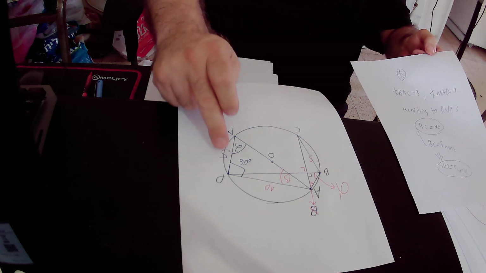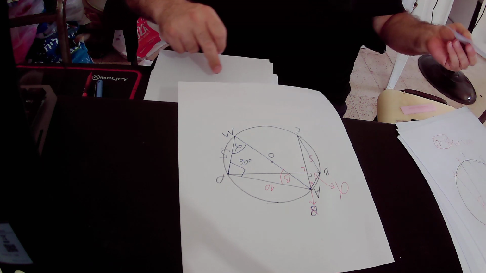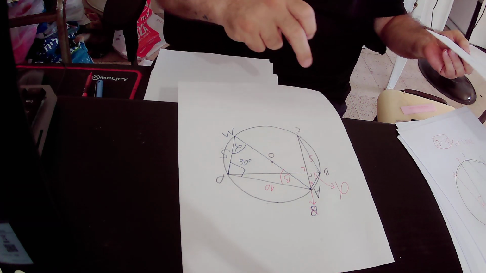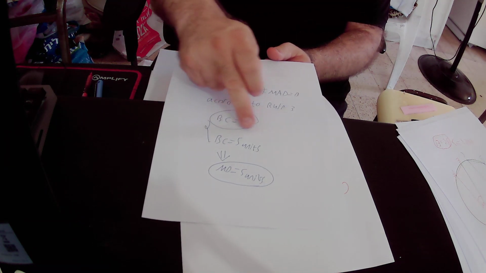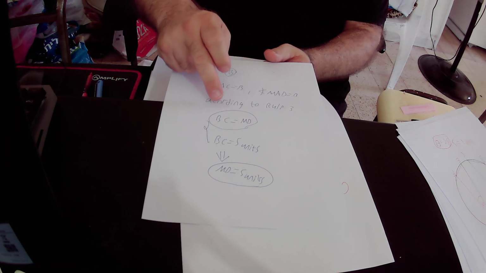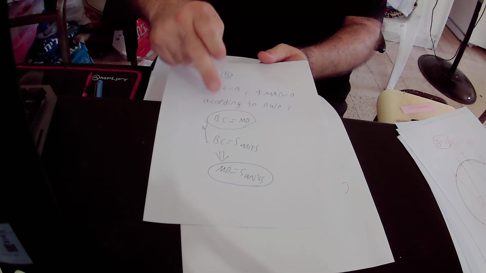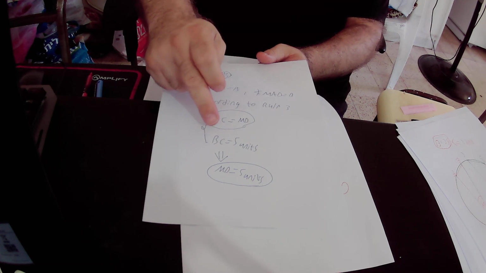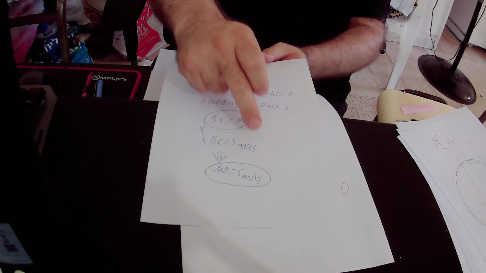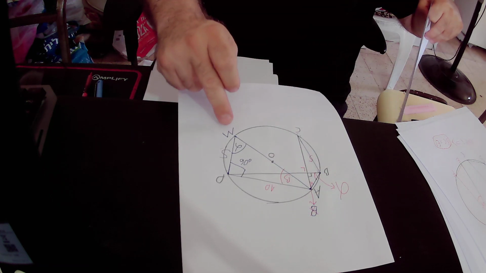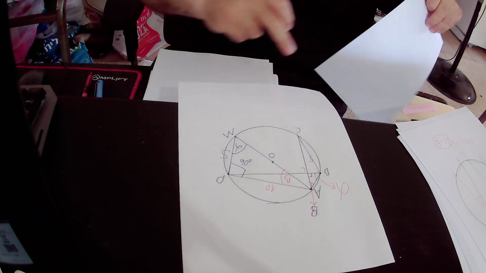BC equals MD. Okay, but we already know that BC equals 5 units. It is given in the question. So BC equals MD and BC also equals 5 units. So we can deduce from these two expressions that MD also equals 5 units.